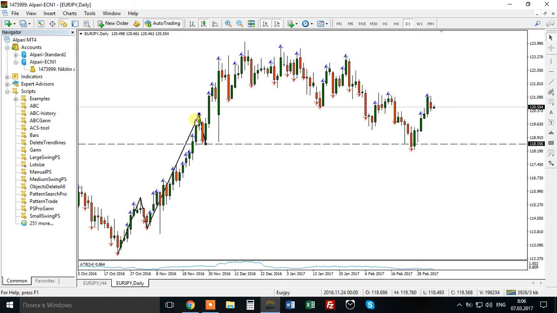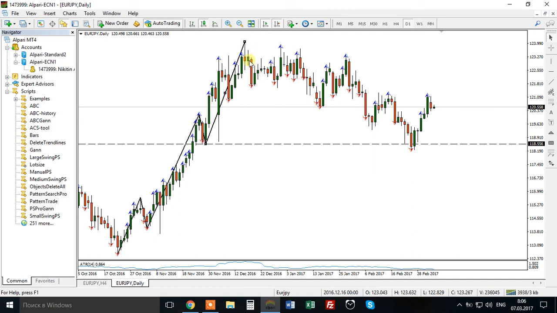So many of you guys would draw it this way, something like this, but I wouldn't. I would draw it this way, from here to here. Then we had a pause, a stop, and then we had a continuation. Okay, do we have a pullback here? No, we don't have it because we have only one candle.